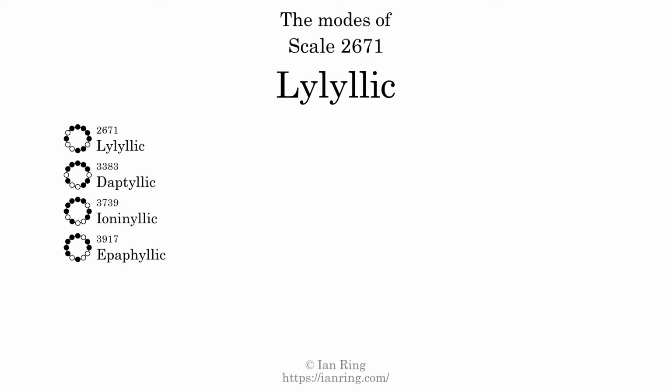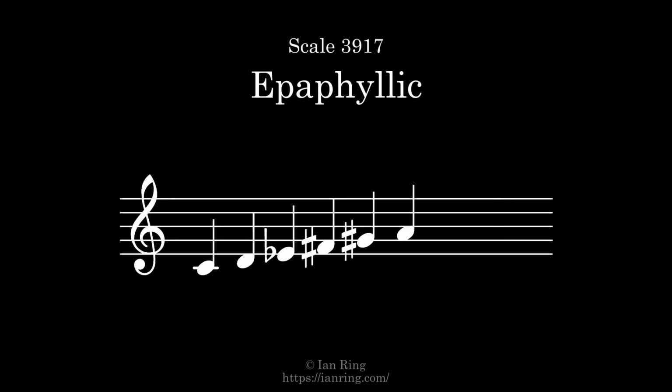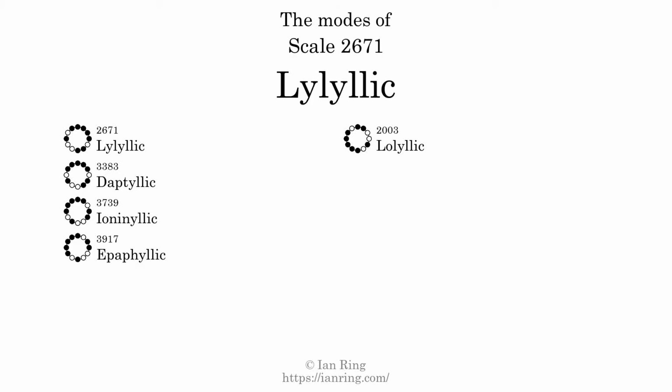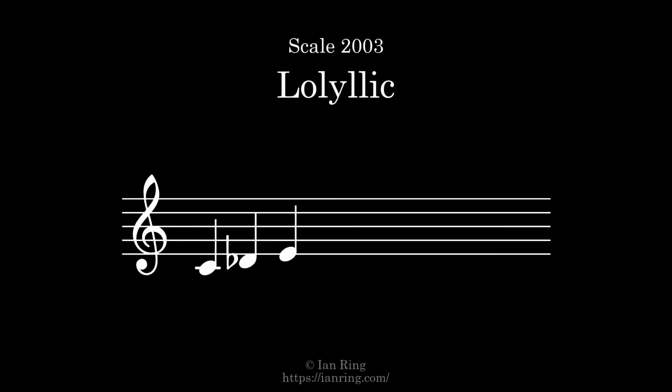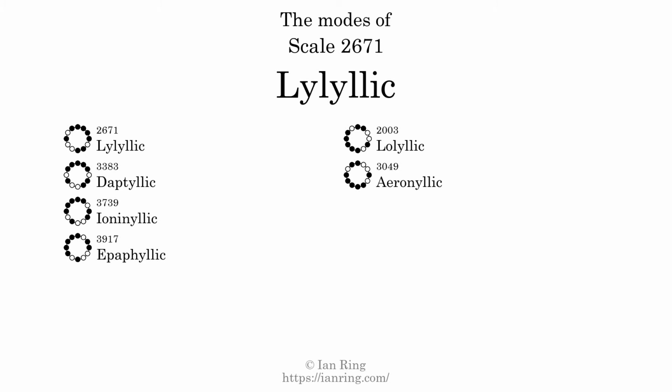The fourth mode is scale 3917, also known as epiphilic. It sounds like this. The fifth mode is scale 2003, also known as Lylyllic. It sounds like this. The sixth mode is scale 3049, also known as Heteromorphisms. It sounds like this.